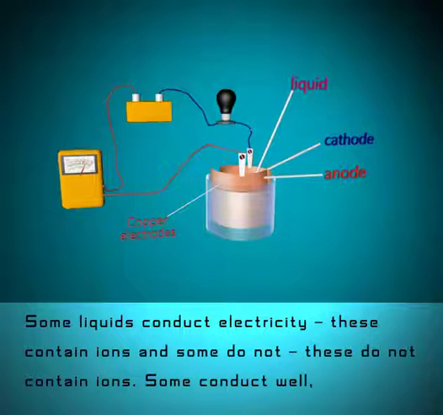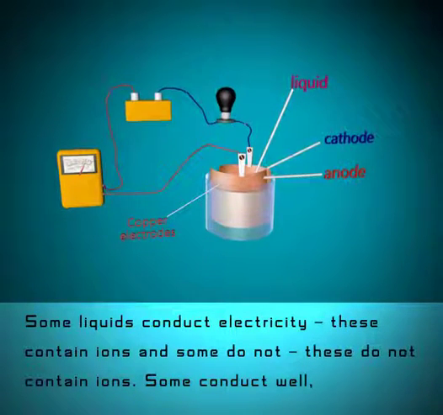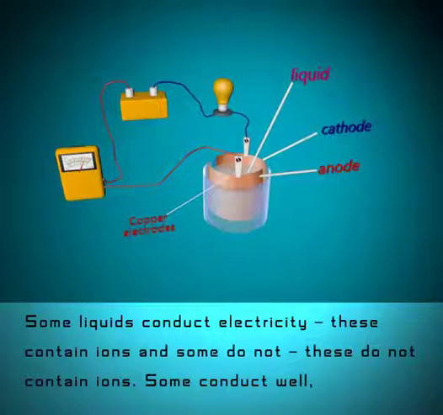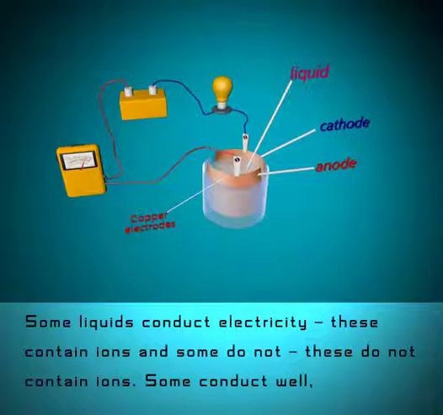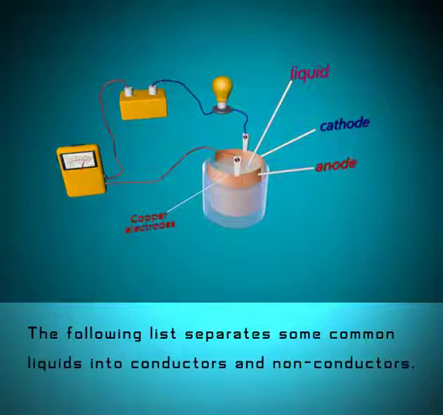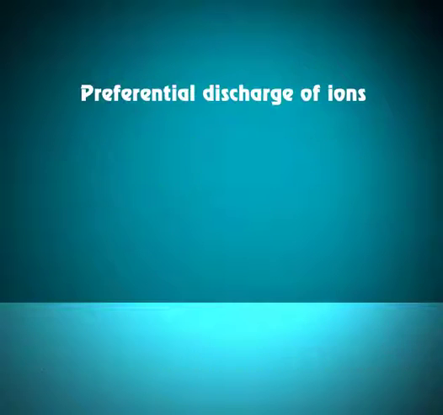Some liquids conduct electricity. These contain ions, and some do not. These do not contain ions. Some conduct well, they have many ions per cubic meter, others do not. They have fewer ions per cubic meter. The following list separates some common liquids into conductors and non-conductors.